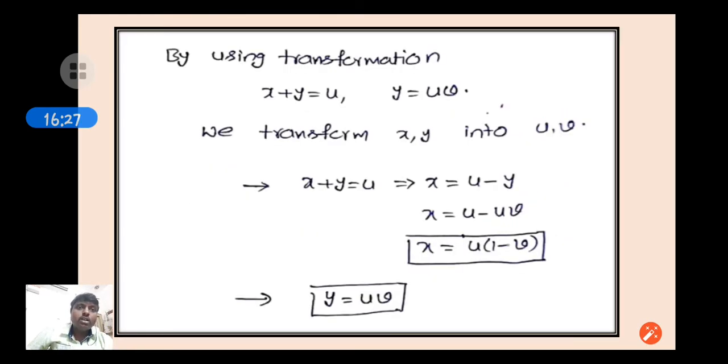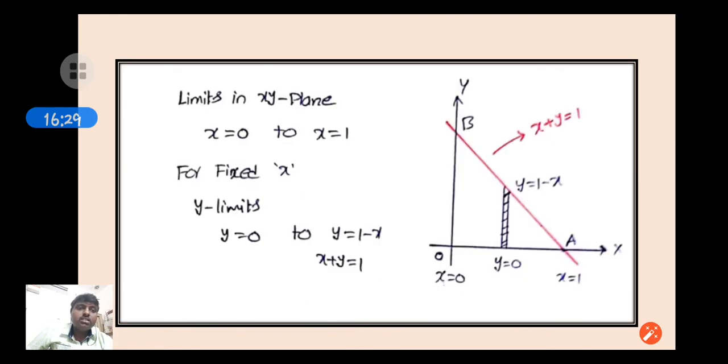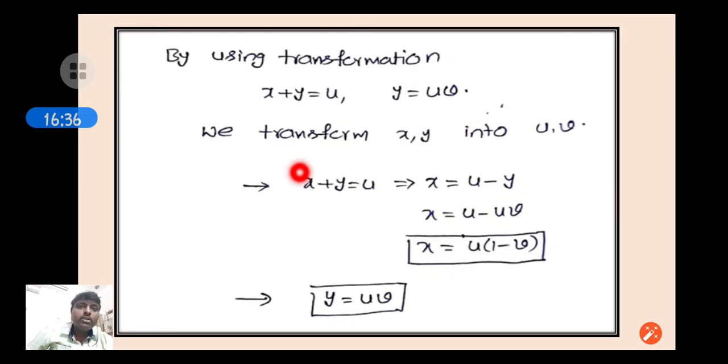Now by using the transformation, our region will be transformed into another region. We can check that. By using the transformation x plus y is equal to u and y is equal to uv, we transform the xy plane into the uv plane.